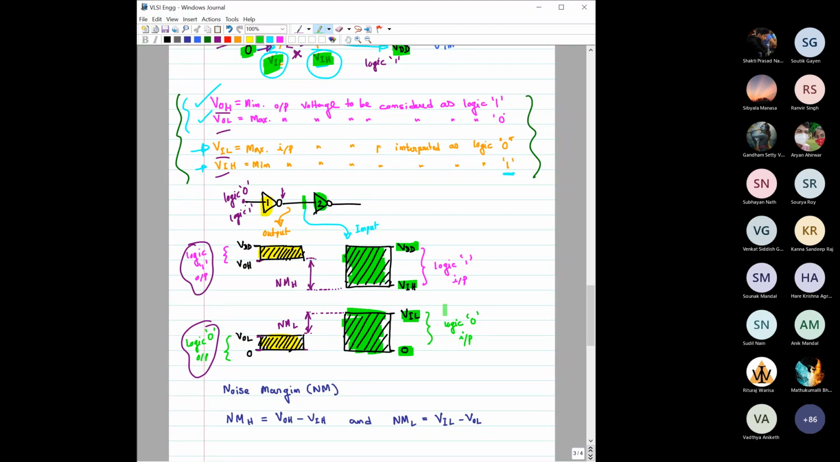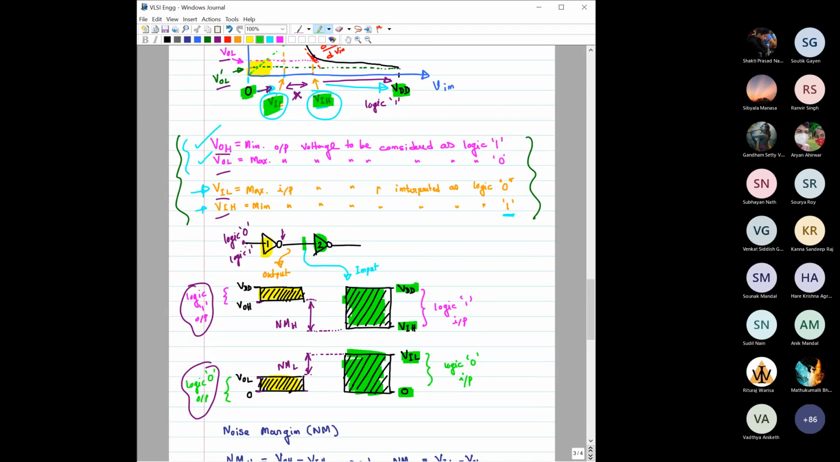Right? This is for logic 0, this is for logic 1 input. You also probably noticed one thing: we have plotted this y-axis. I do not know what the x-axis really is here, but the y-axis is definitely voltage. So the y-axis is voltage, and they have a common axis, starting from 0 here and VDD here. That's how we have put them side by side.